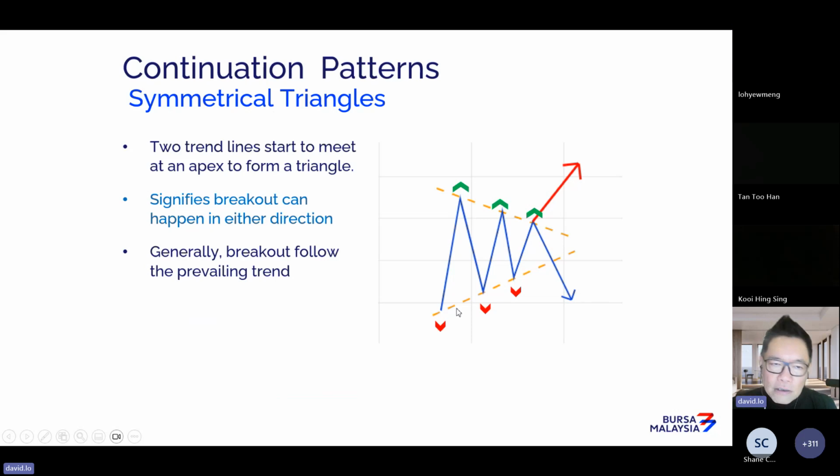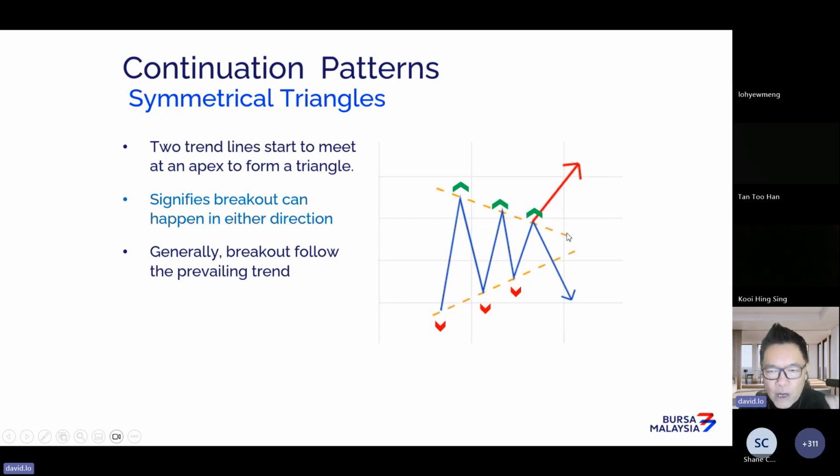Right, symmetrical triangles. Now, symmetrical triangles are not so clear-cut, right? You can break both sides. So if you see a triangle, and this is quite a common phenomenon in the markets as a market goes into consolidation, you form this triangle which is symmetrical. It goes up, then comes down, forms this base, and goes up, and then you find, hey, if I draw a trend line across the tops and a trend line across the bottoms, I see a very nice triangle, which is very symmetrical as well.